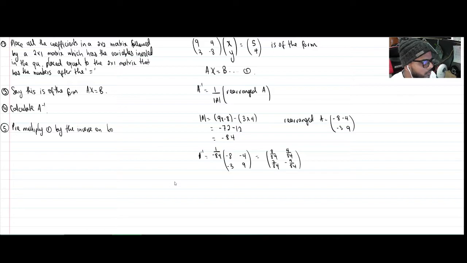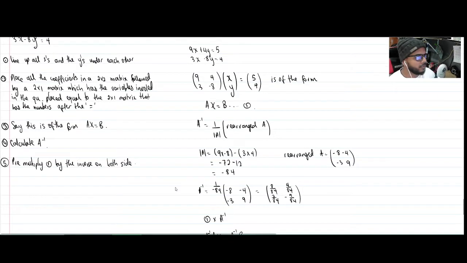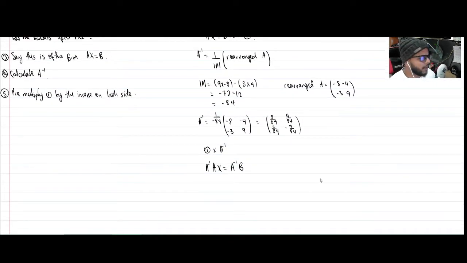On both sides. Now the word "pre" gives me an indication that I have to multiply before. Meaning, if I multiply equation 1 by A inverse, I must pre-multiply equation 1, so I will have the A inverse coming first. So it will be A inverse AX is equal to A inverse B. And this is very important. And in a future video, I'll show you all why.